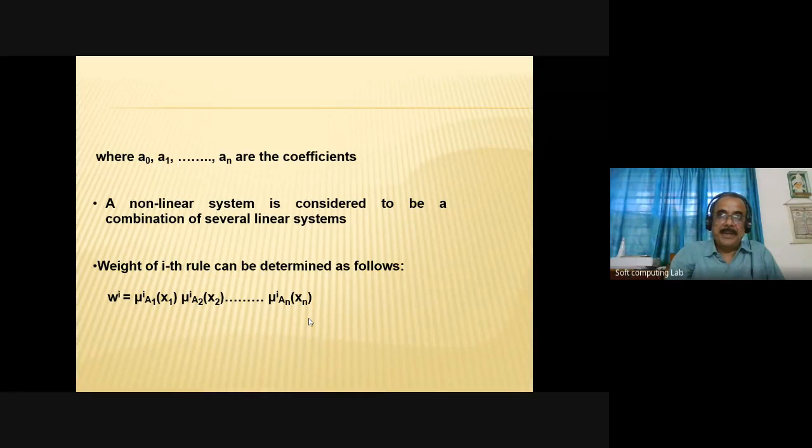If you remember in the Mamdani approach, how to determine the weight of the fired rule? We consider the AND operator. The minimum of 2 or 3 mu values, that is, membership function values, we consider as the weight of the fired rule. But here, the weight of the fired rule is determined using the multiplication operator, something like this.